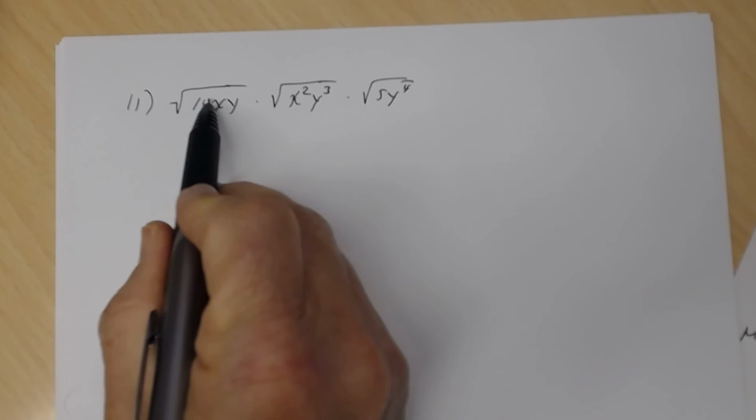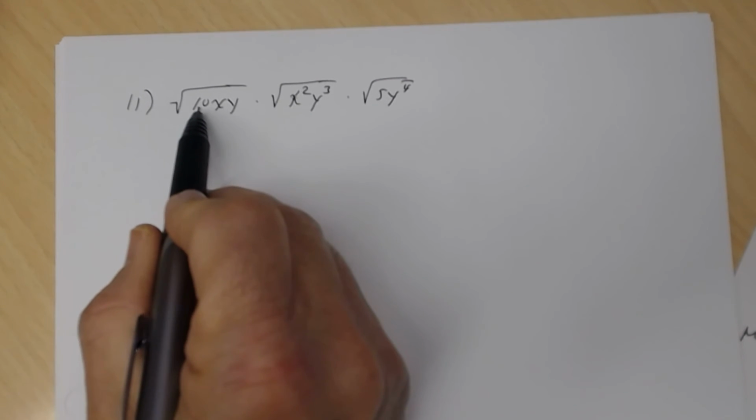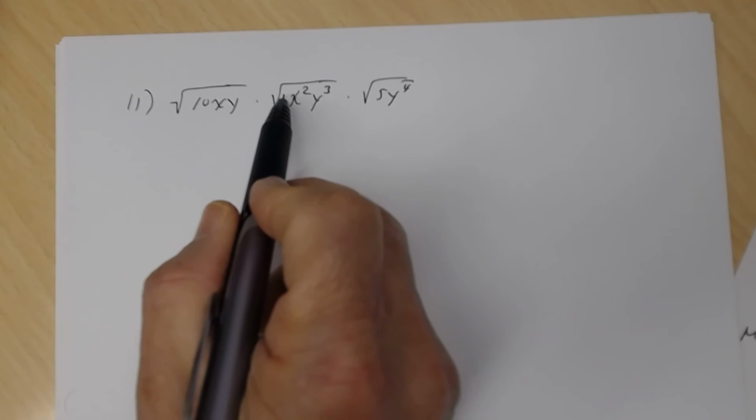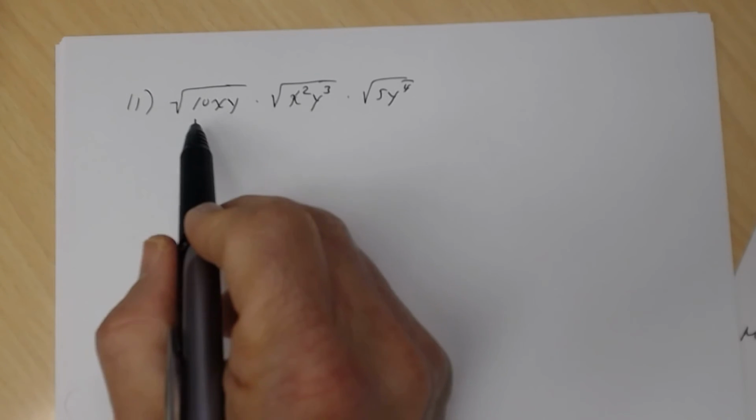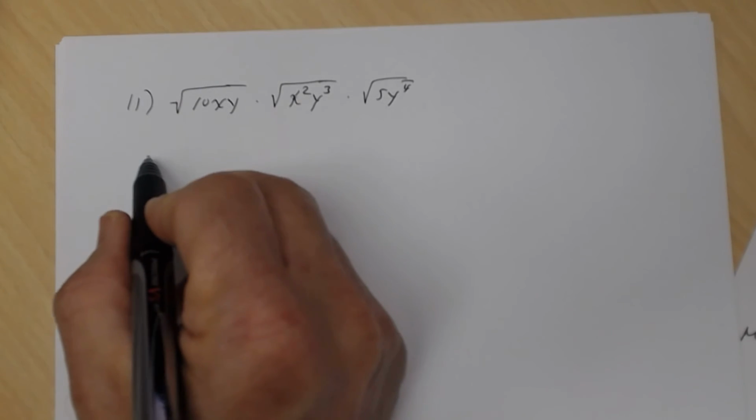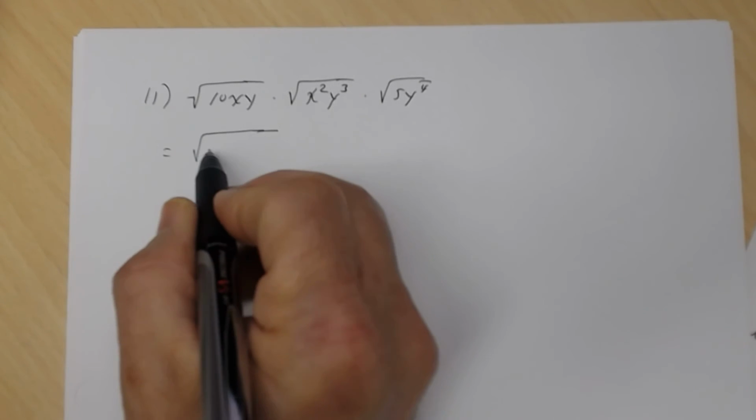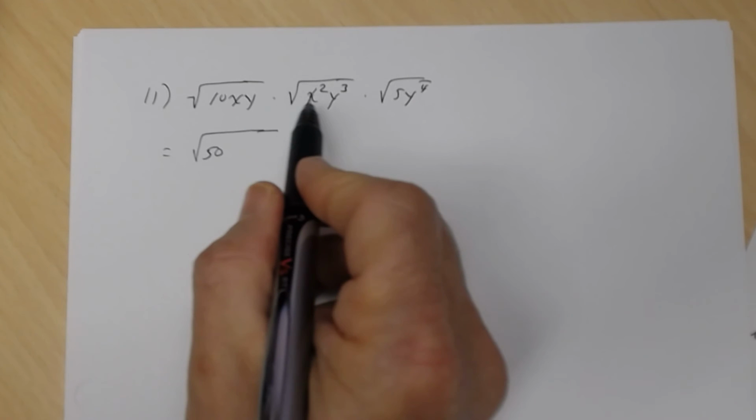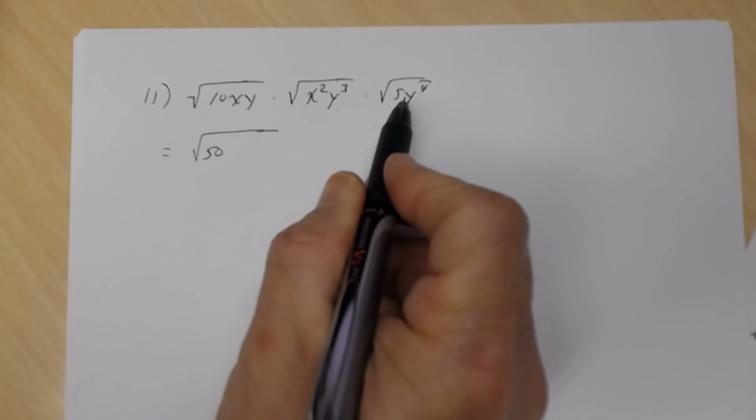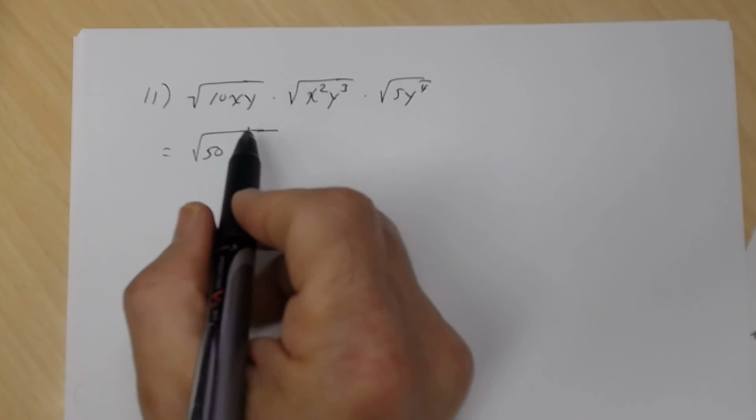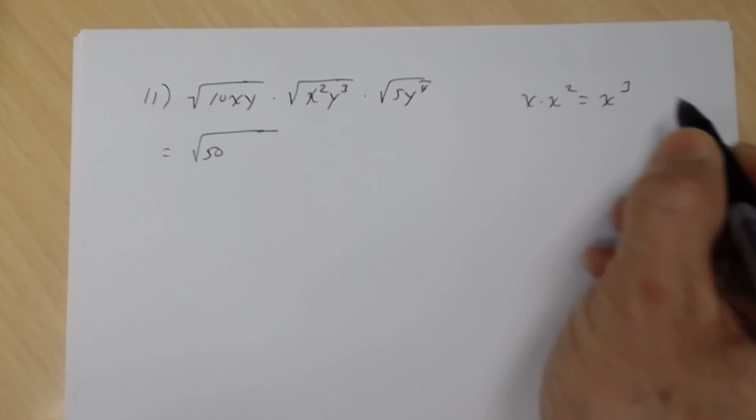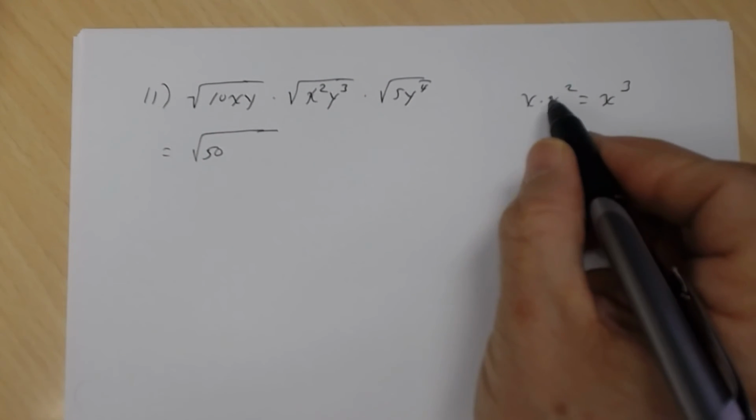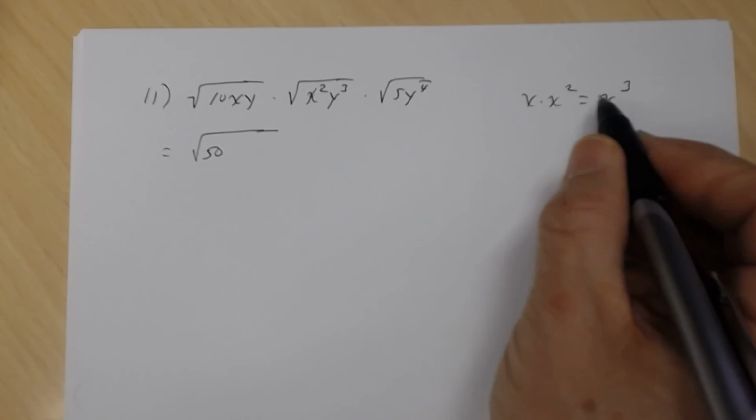So let's see, the coefficient here is 10 under the radical. In this radicand, the coefficient is 1. In this radicand, the coefficient is 5. So 10 times 1 times 5 is 50. Let's get the square root of 50. X times x squared. There's no factor of x here. So x times x squared is just x cubed. So when you multiply like bases, you add exponents. 1 plus 2 is 3.